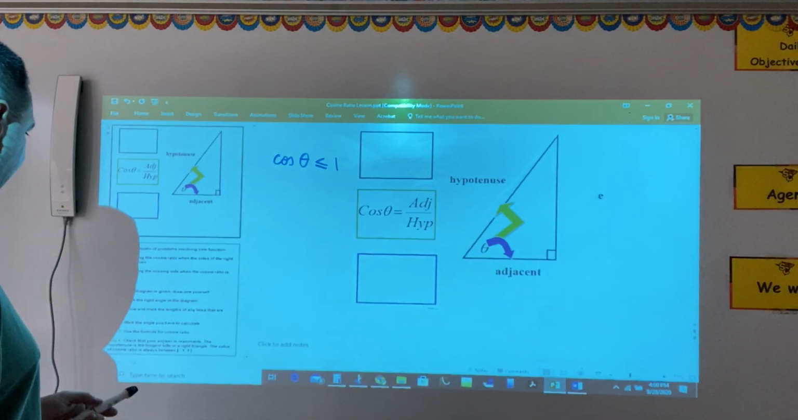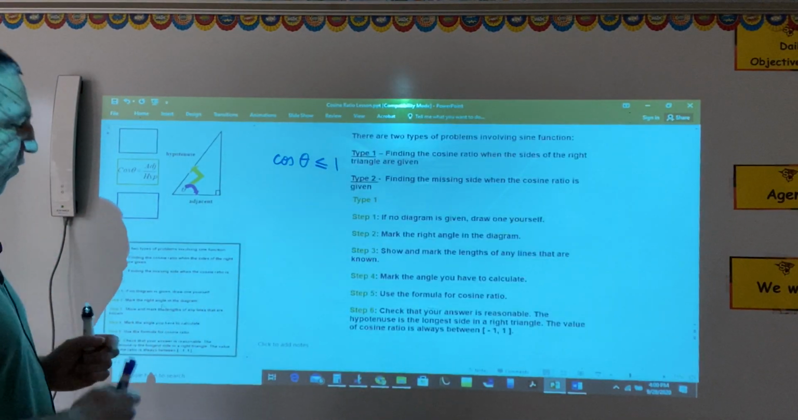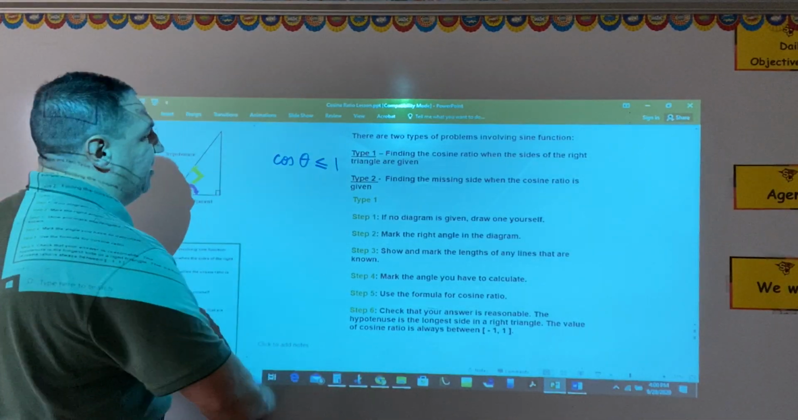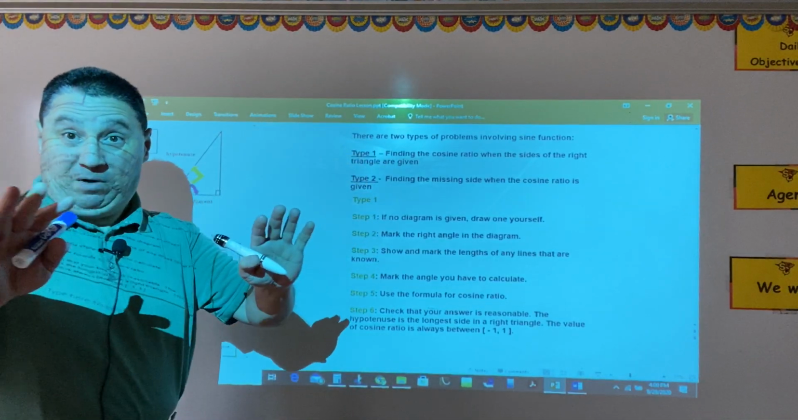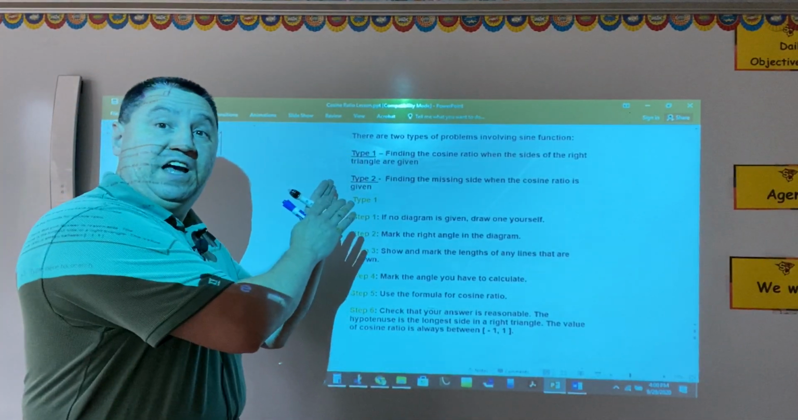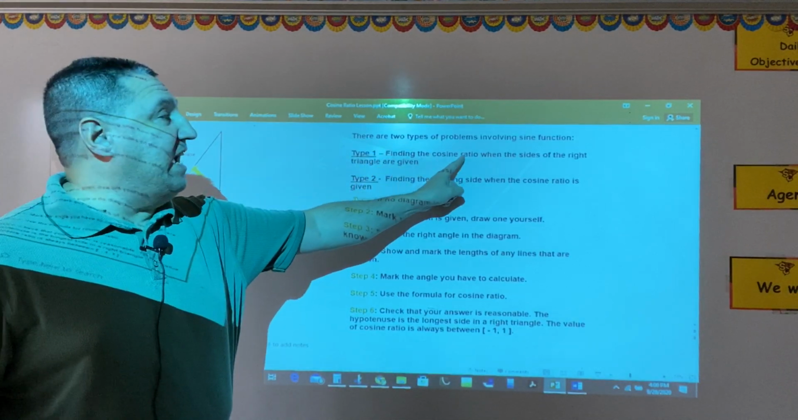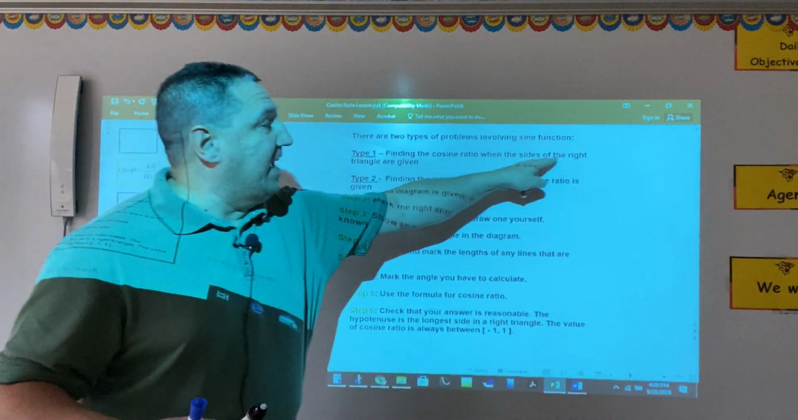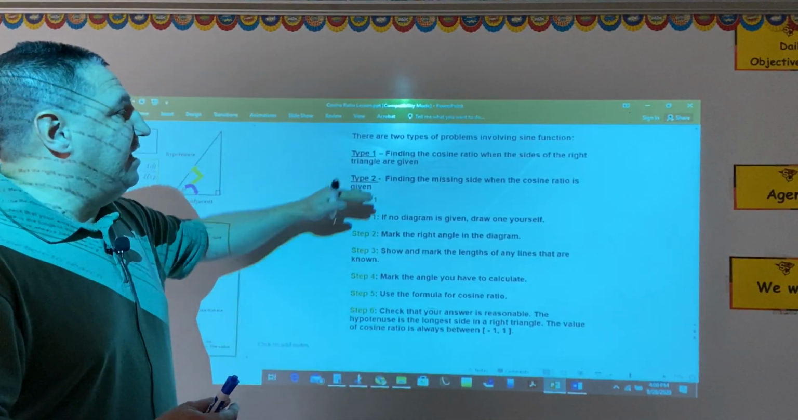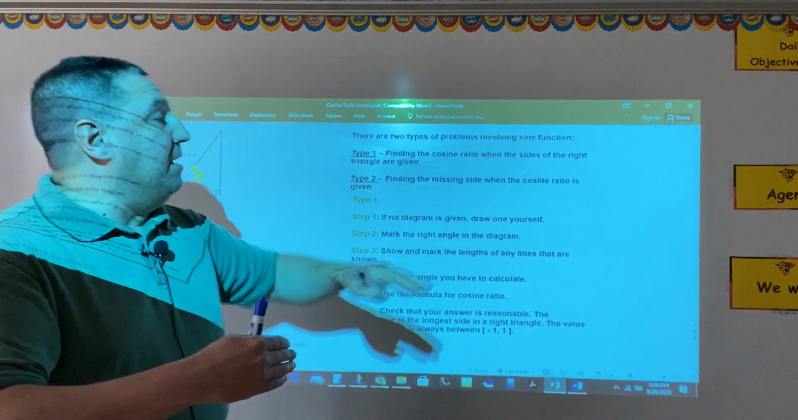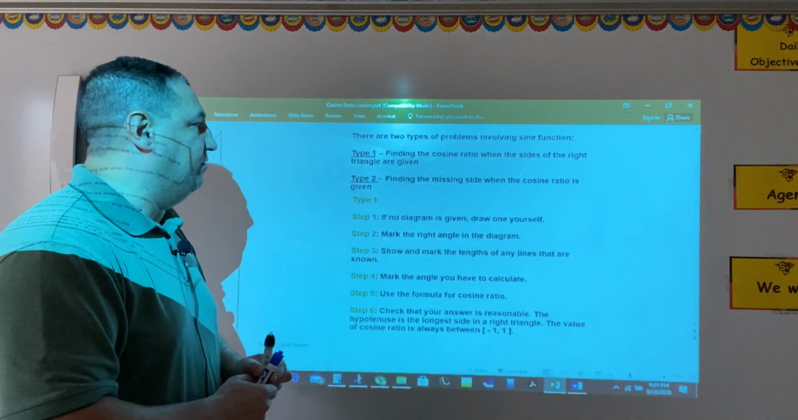Now, let's have a few types of problems involving cosine. In fact, we have two types of problems with cosine ratio. First type is finding the cosine ratio when the sides of the right triangle are given. And type 2, finding the missing side when the cosine ratio is given.